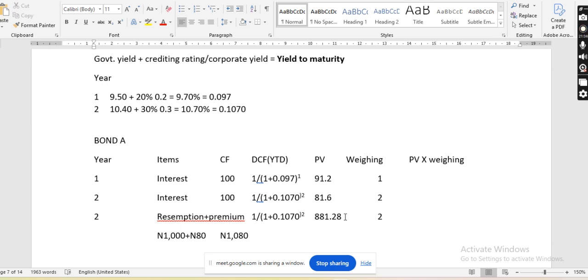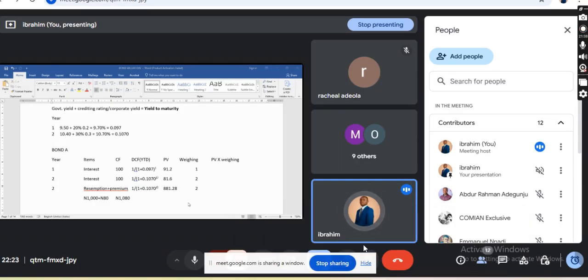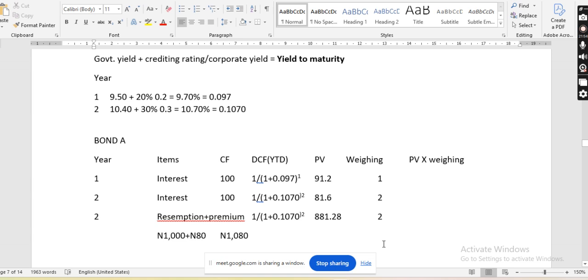Please, class, when the credit spread is not given, definitely the issue price will be given to you for you to determine your yield to maturity. Like that bond B that we calculated, you can see that the issue price is given in this question. So when the issue price is given to you, you can use it to determine your yield to maturity. But when it is not given, definitely they will give you credit spread or credit rating for you to determine the yield to maturity. Please take note of that. It's very important.